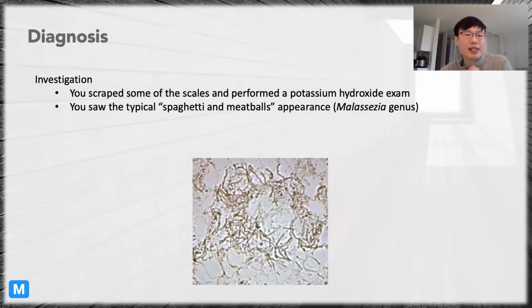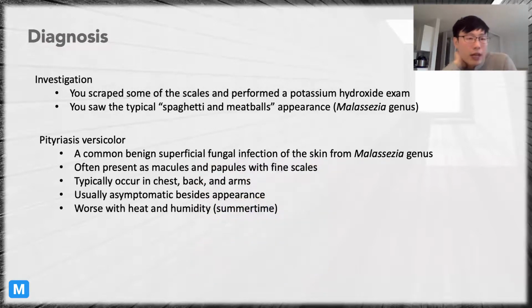So go back to the case again. Because of the fine scales, you decided to scrape some of the scales and perform a potassium hydroxide examination. Basically, you scrape the lesions and put some potassium hydroxide. Under the microscope, you see the classic spaghetti and meatball appearance. This is the meatball, and this is the spaghetti. This is classic for Malassezia, like Malassezia furfur, and this is a diagnosis of tinea versicolor, a very common benign superficial fungal infection of the skin caused by different kinds of Malassezia.